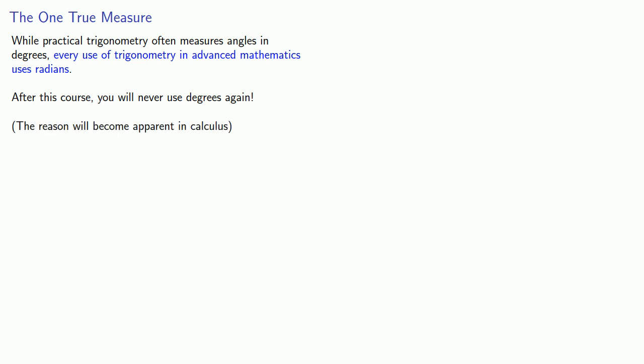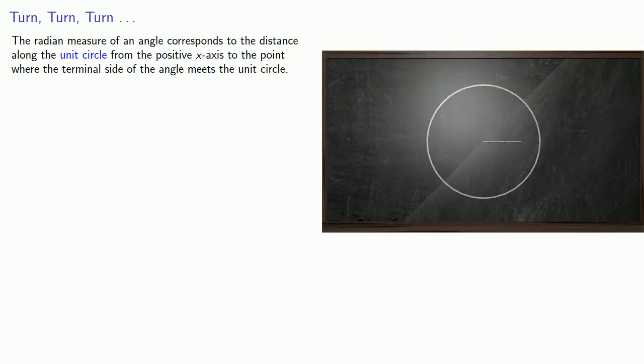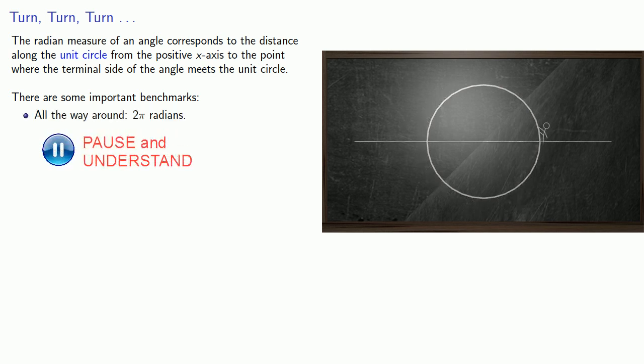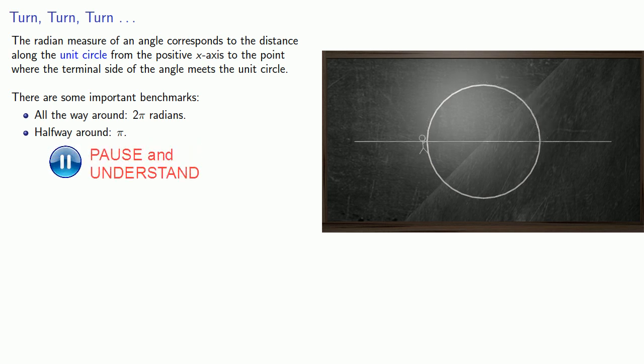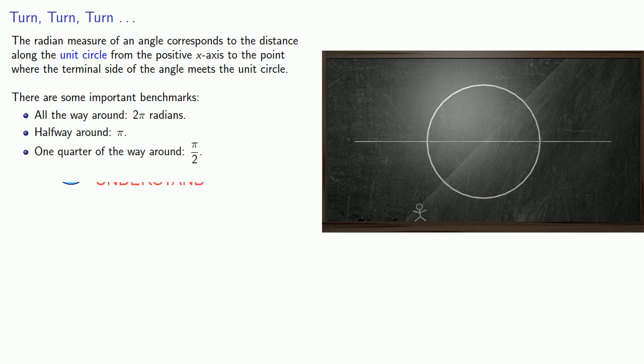become apparent in calculus. Now remember, if our angle is in standard position, the radian measure of an angle corresponds to the distance along the unit circle from the positive x-axis to the point where the terminal side of the angle meets the unit circle. And there are some important benchmarks. If we go all the way around, that's 2 pi radians. If we go halfway around, that's pi radians. And if we go 1/4 of the way around, that's pi over 2 radians.